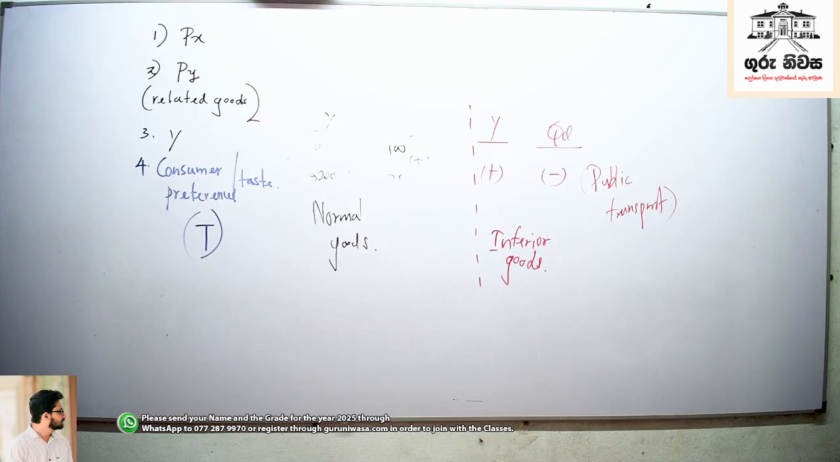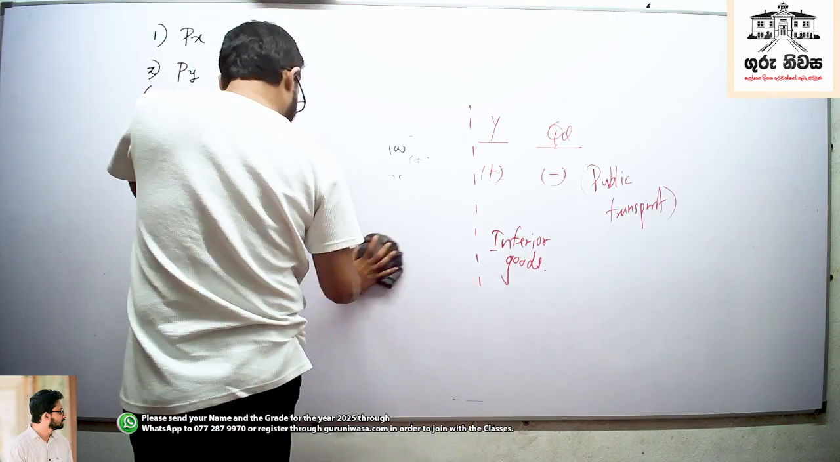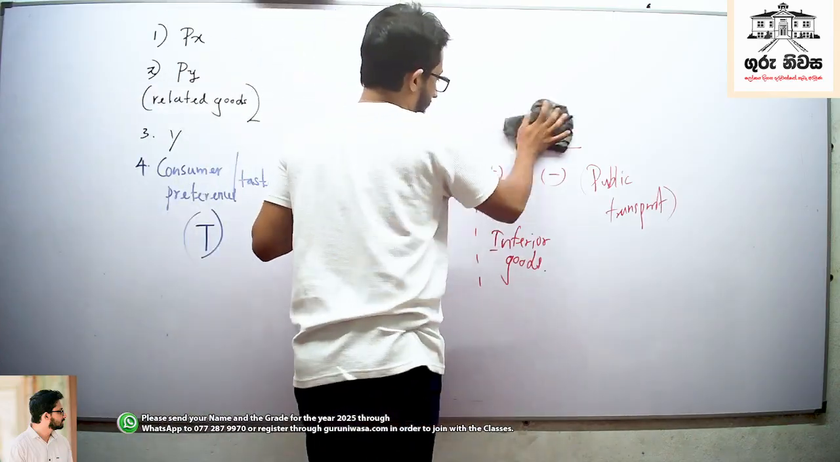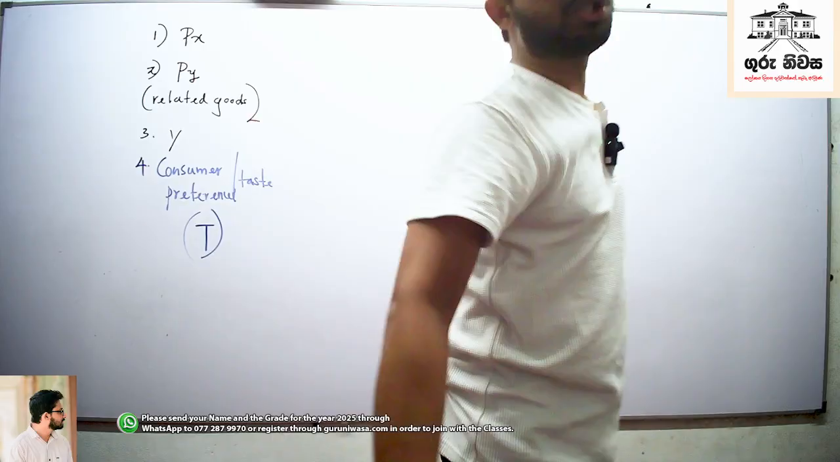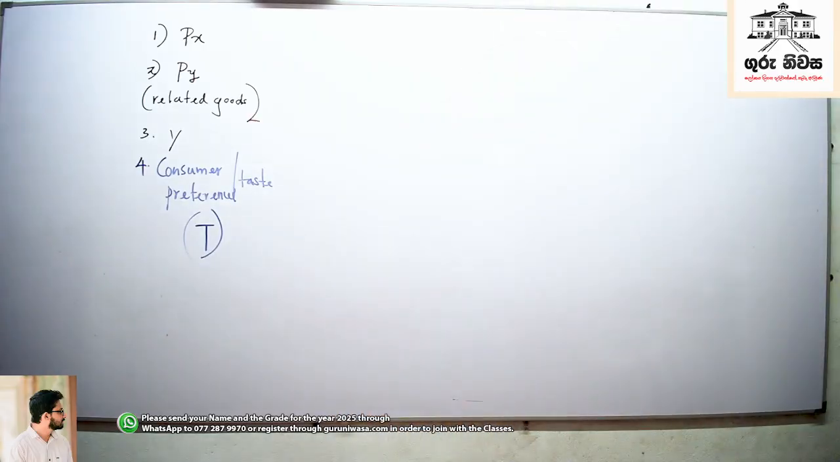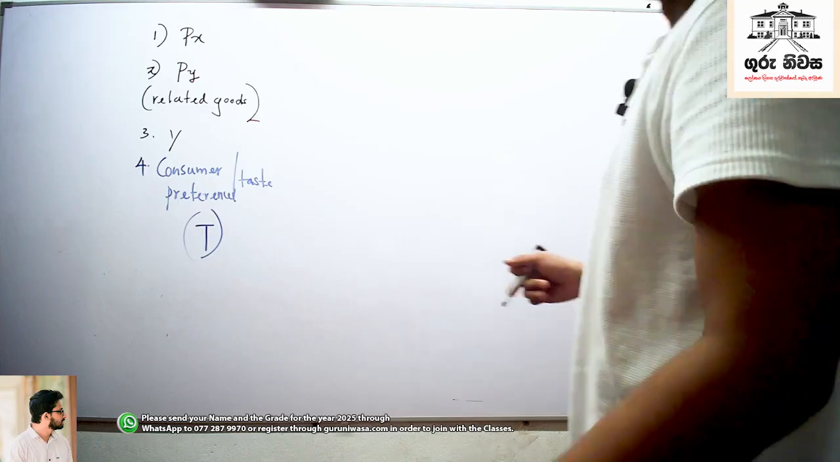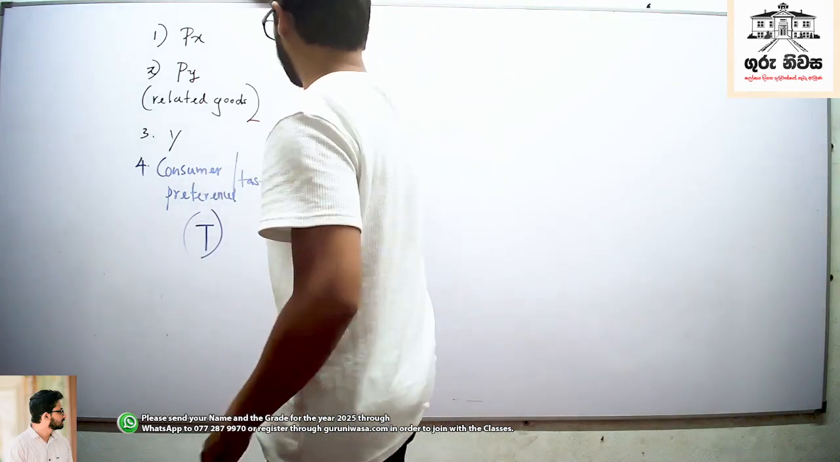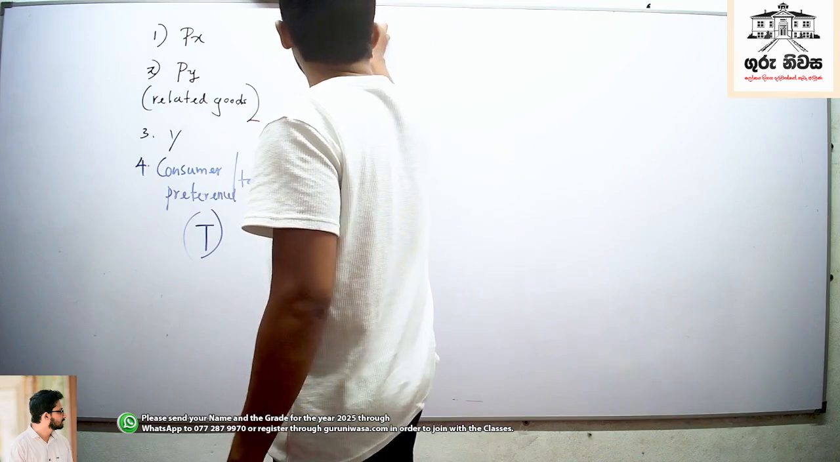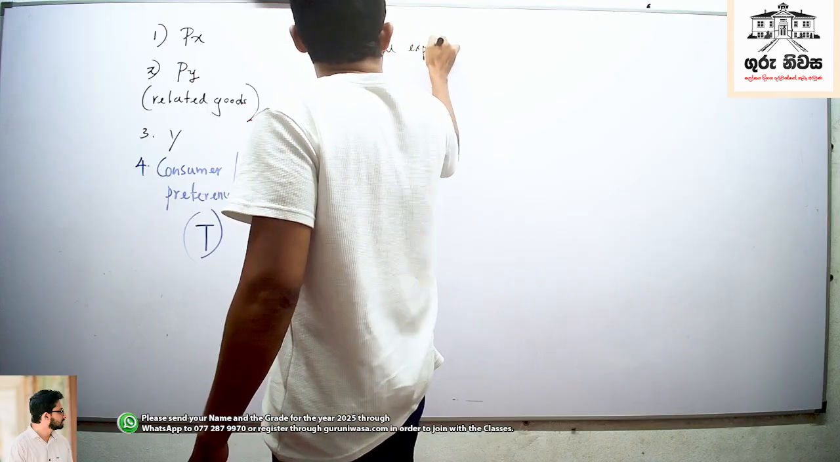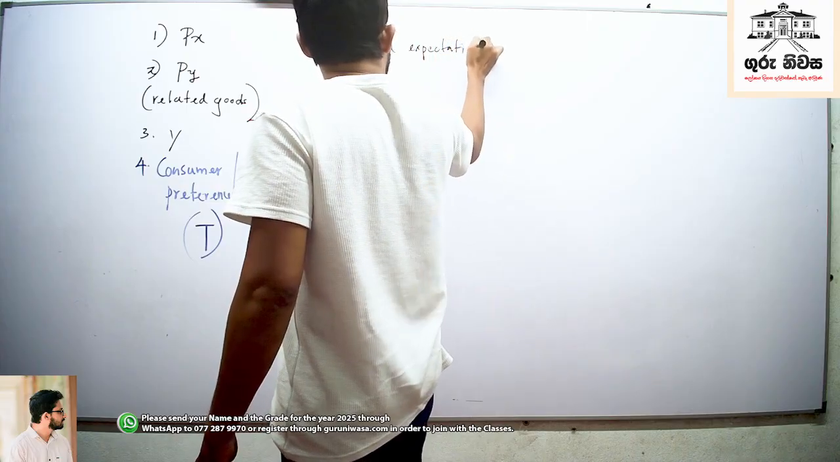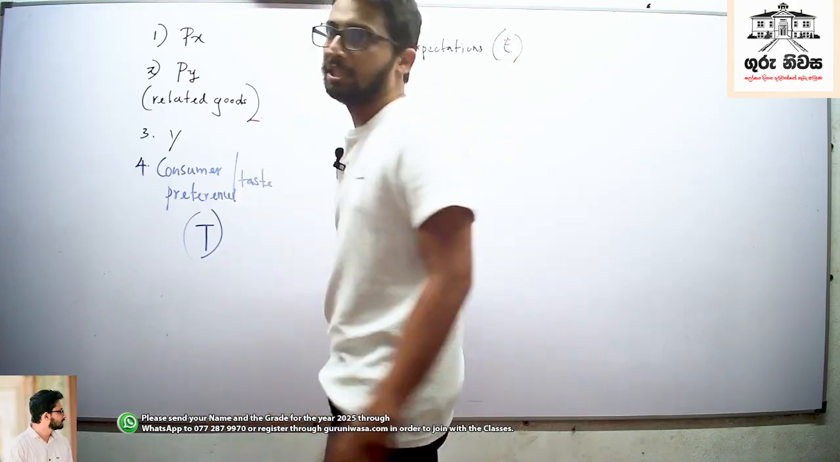Fifth one, future price expectation. What does it mean? Future price expectation. The abbreviation is E, for expectation.